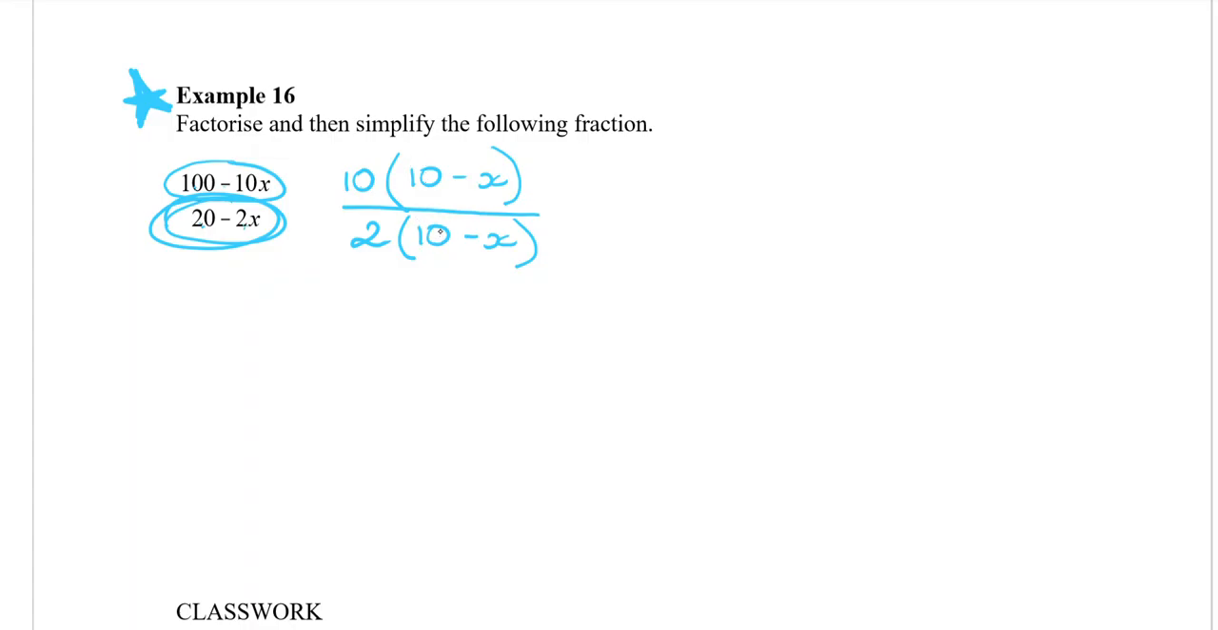And remember that you can cancel things off from the top and the bottom. So I could cancel that whole bracket, 10 minus x cancels with 10 minus x. And that just leaves the 10 over 2. But what does 10 over 2 equal? 10 divided by 2 is equal to 5.